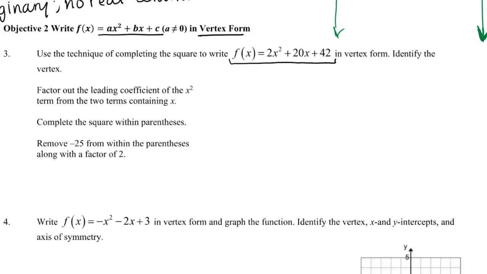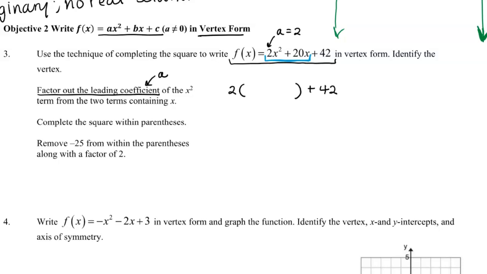Well, there's a process of steps that we'll follow that are outlined here on the left for us. I'm going to do the first step, which says to factor out the leading coefficient. The leading coefficient is just another way of saying a. There's our a of 2. It's the leading coefficient of the x squared term. So we factor it out from the two terms containing x. We're going to factor out 2, but only from the two terms that contain x. We are not factoring the 2 out from the 42, so the 42 stays the same.